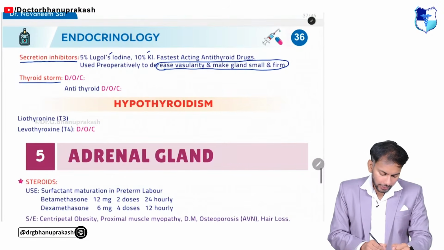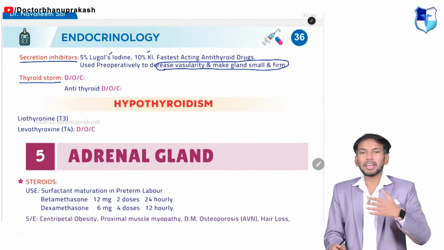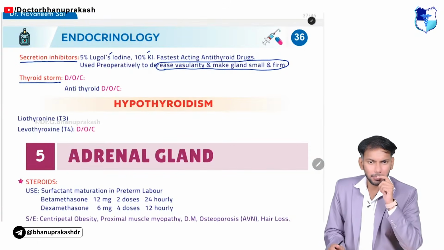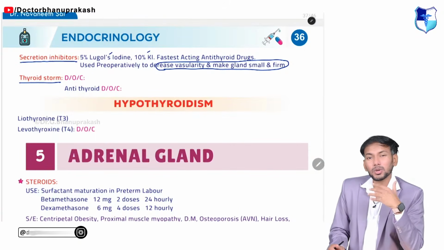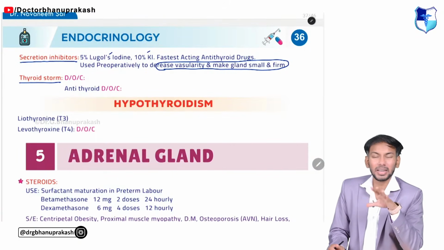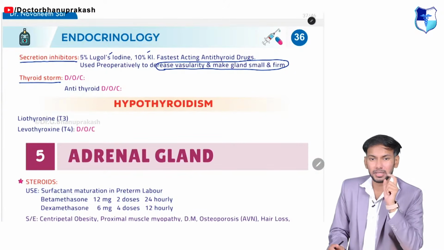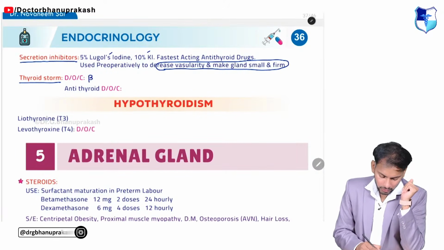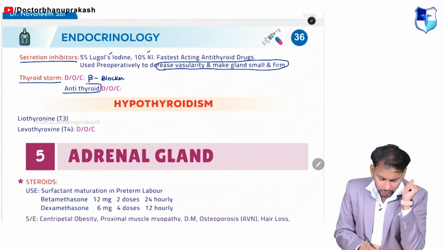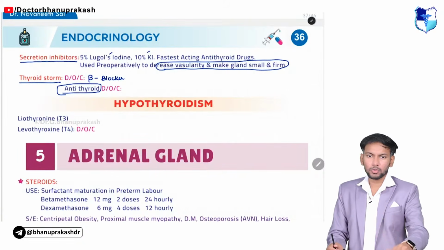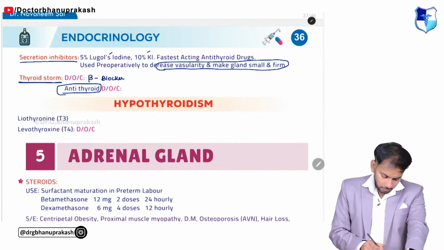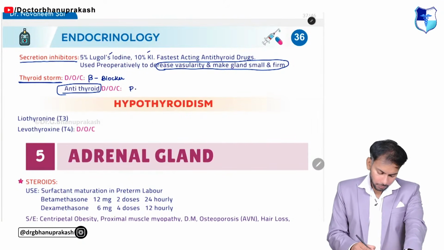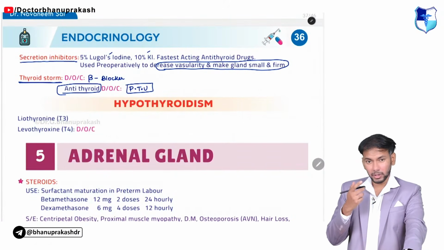Now, coming to thyroid storm. In thyroid storm, you will have atrial fibrillation. If you remember atrial fibrillation, I told you drugs for rhythm control and rate control. For rate control, what are the drugs we are using in atrial fibrillation? Beta blocker, calcium channel blocker and digoxin. That is why the drug of choice here is beta blocker. But if they ask you anti-thyroid drug of choice for thyroid storm, it is going to be PTU, propylthiouracil.